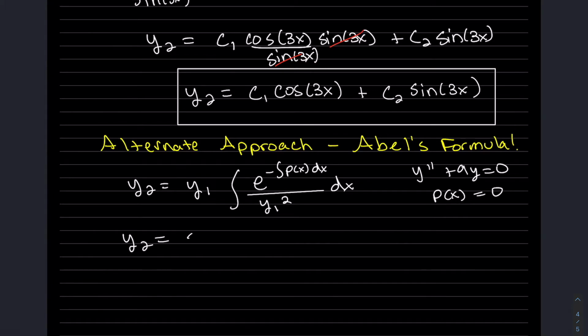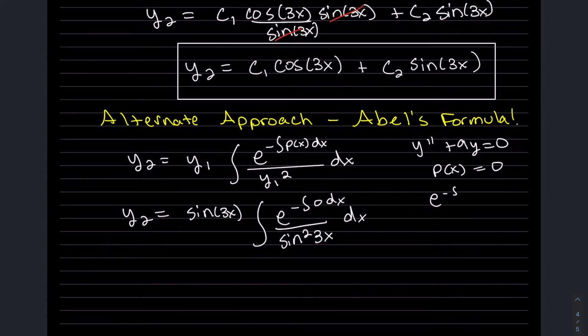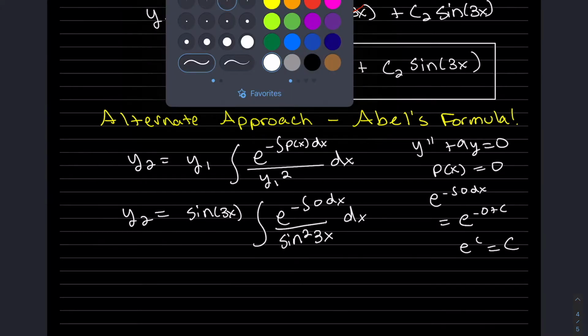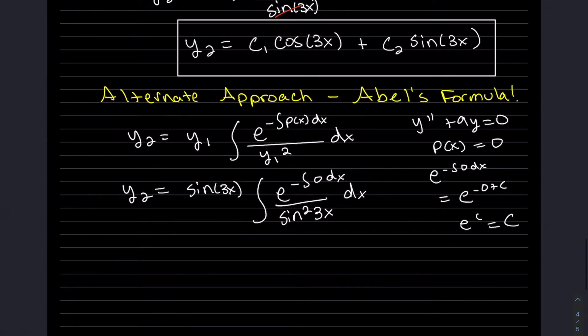y1 is still sine of 3x. So this is e to the minus 0 plus c, which is really e to the c, which is just a constant. Or you can just call it a constant. This basically goes in the front.